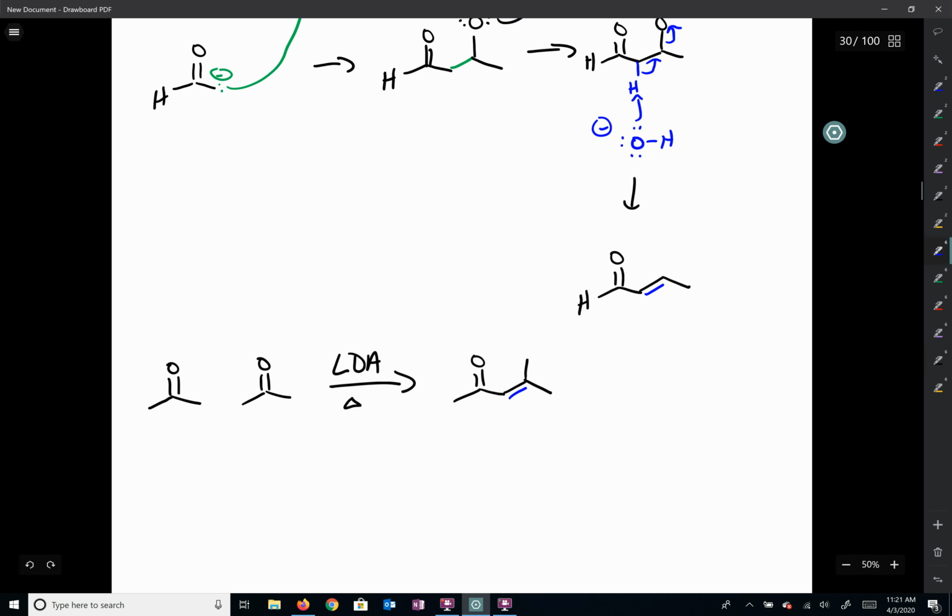Can you guys draw the mechanism to get there? Let's see, how are we doing on time? Okay, so see if you guys can draw the mechanism to get there, and then we can start to think about some other, let's say, challenges with this.